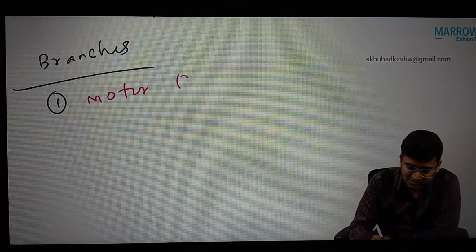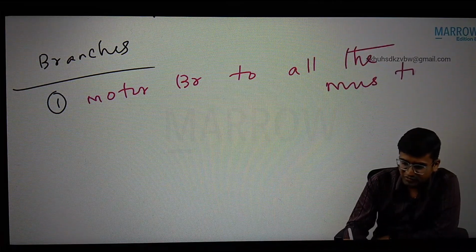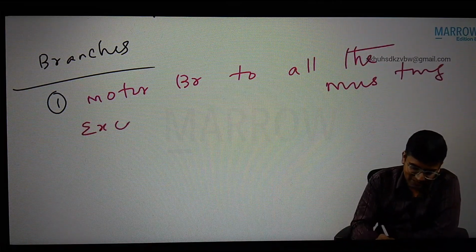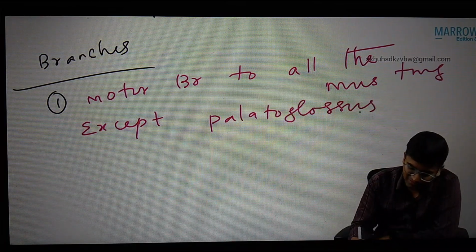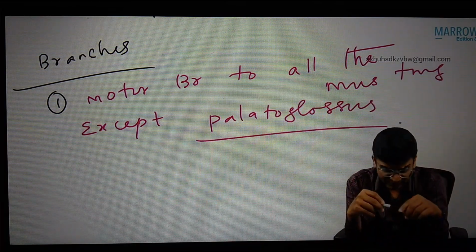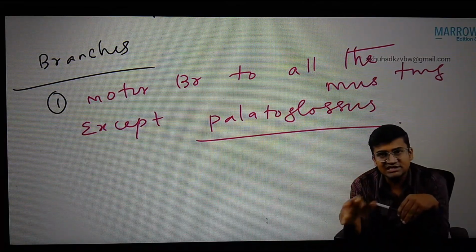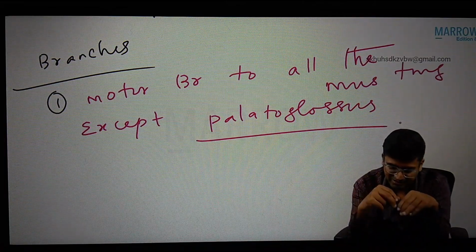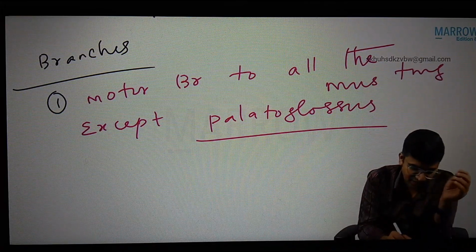Motor branches to all the muscles of the tongue except palatoglossus. Palatoglossus is supplied by the pharyngeal plexus. So the hypoglossal nerve supplies all the intrinsic and extrinsic muscles, all the muscles of the tongue, except palatoglossus, which is supplied by the pharyngeal plexus.